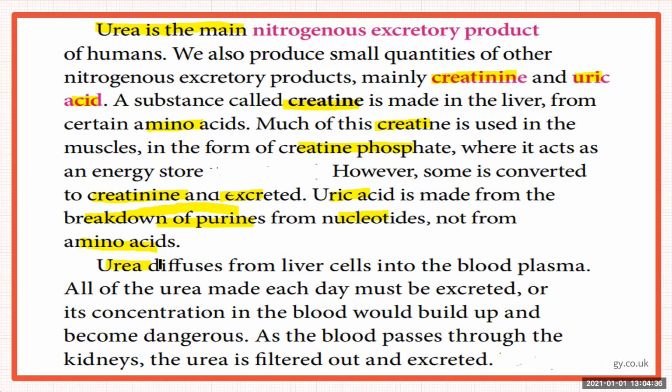While urea, as it is formed, diffuses from the liver cells, then it comes into the blood plasma, and then it actually gets excreted through the kidney, right? And all of the urea that is made has to be excreted, right? Because again, it's toxic. So the body doesn't need it to build up. It has to get it removed from the body.